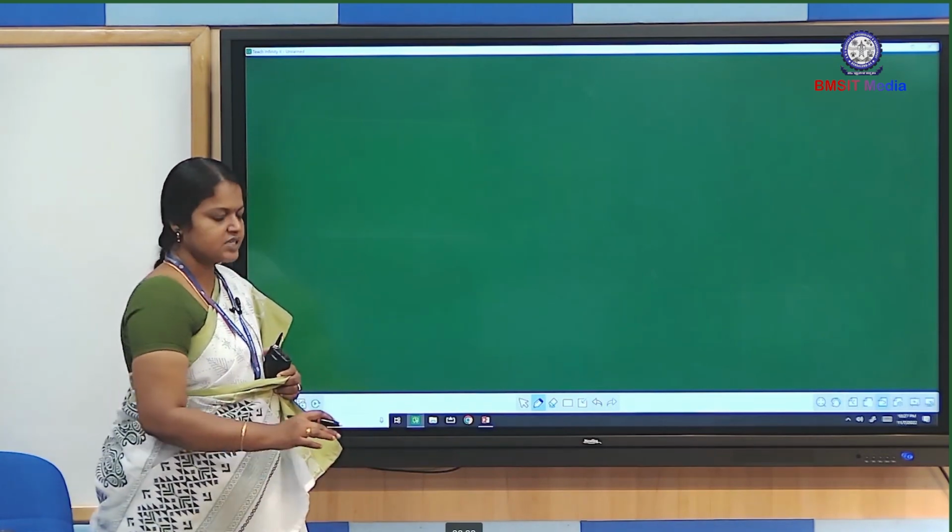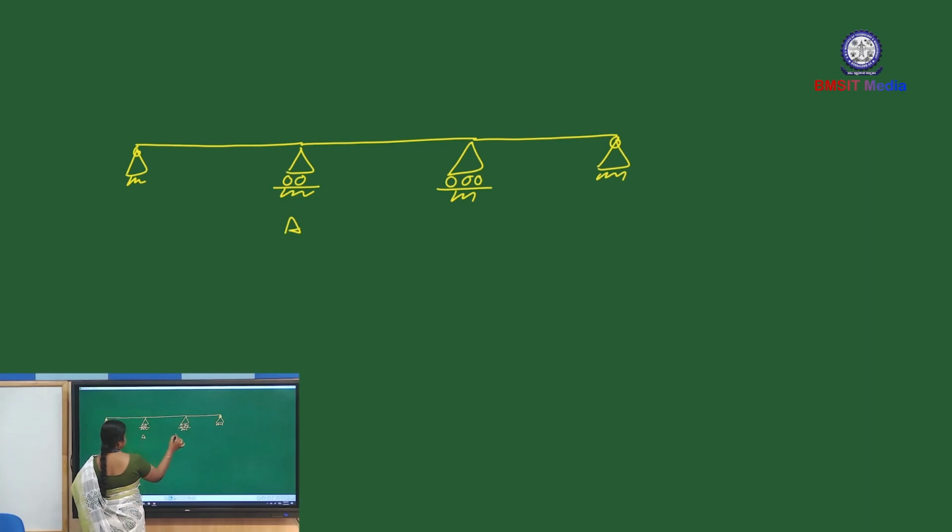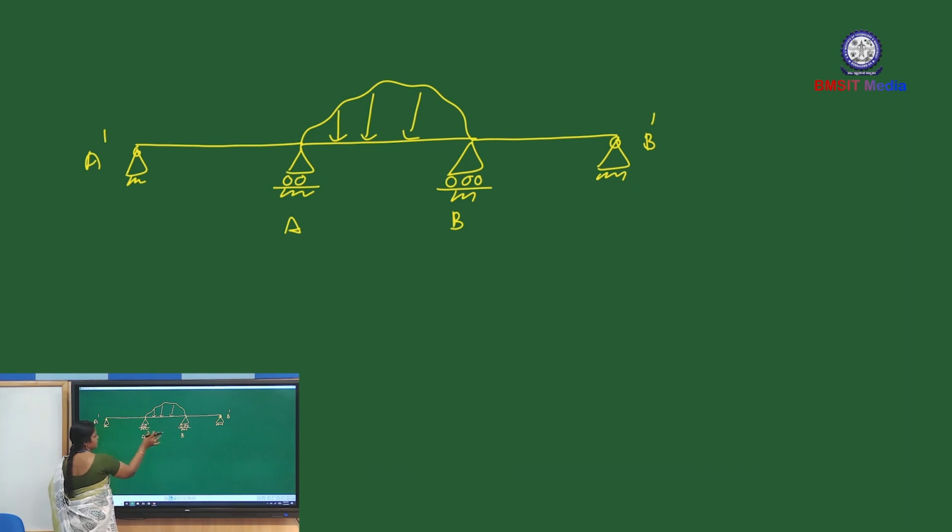So now we will see the slope deflection equation. Consider one continuous beam. This is A, this is B, A dash, and this support is B dash. Consider any arbitrary load. It may be UDL, UVL and point load. Take the midspan, span AB.